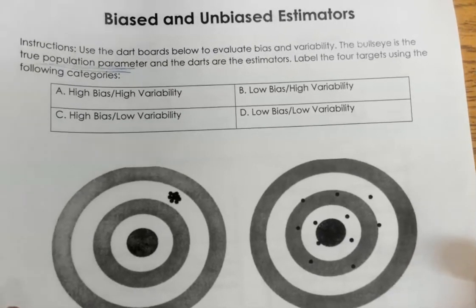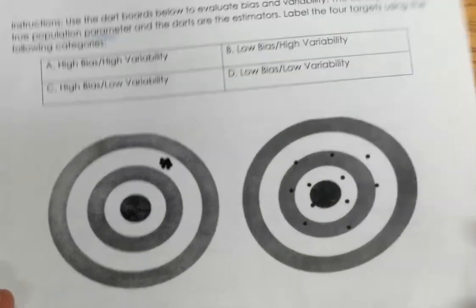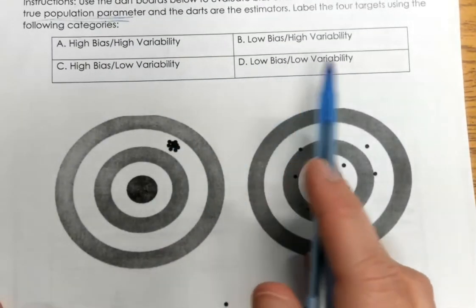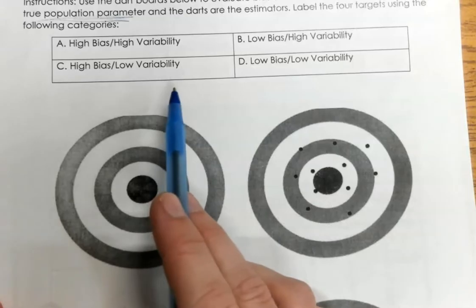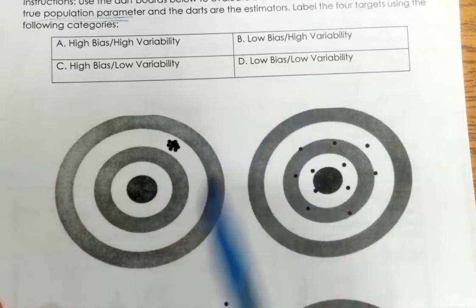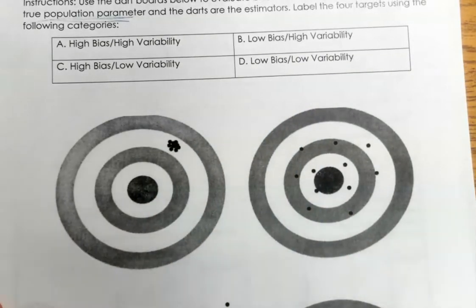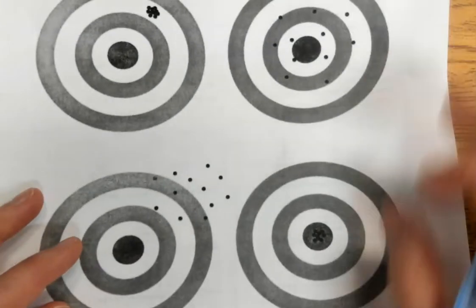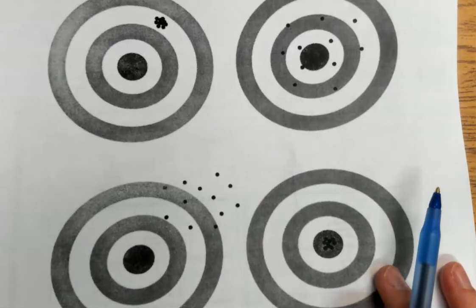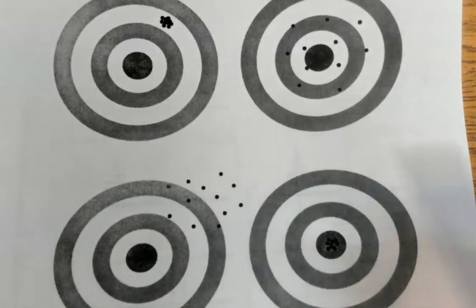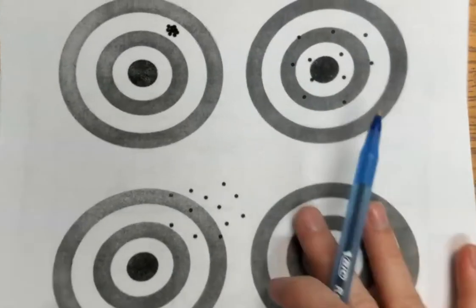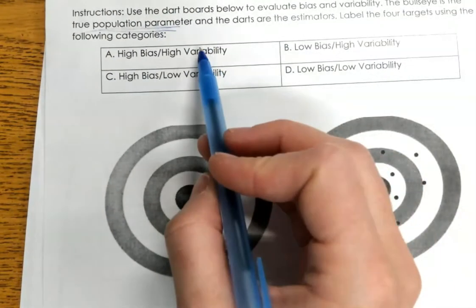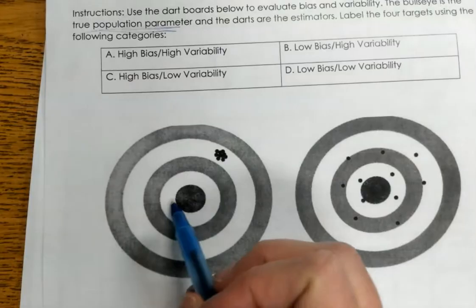Label the 4 targets using the following categories: high bias, high variability; low bias, high variability; high bias, low variability; and low bias, low variability. Remember, bias means how accurate it is, variability means how spread out it is. I'll give you a second to look at these different darts with the options. We're going to go through and name each one. Alright, so let's start off with this one here. What do you think it is? Do you think it's A, B, C, or D?